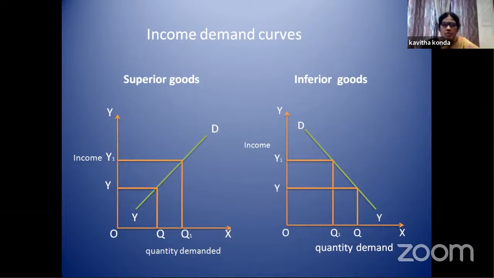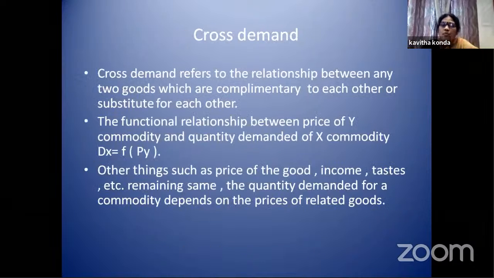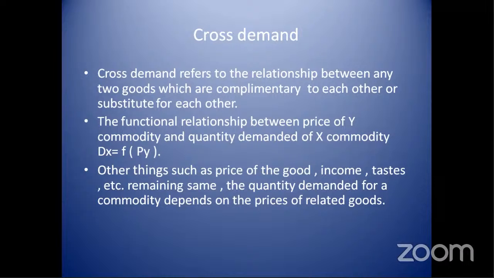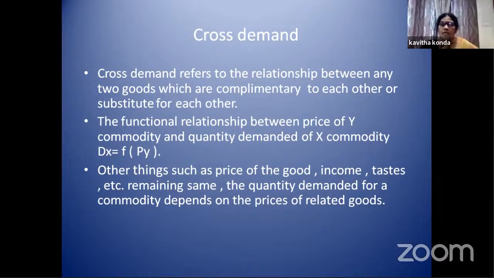Okay, the next concept is cross demand. Cross demand refers to the relationship between two goods which are complementary or substitutes. Substitute goods are goods which can satisfy the same want. So in the case of related goods, we can show the relationship between the price of Y and the quantity demanded of X as Dx is a function of Py.